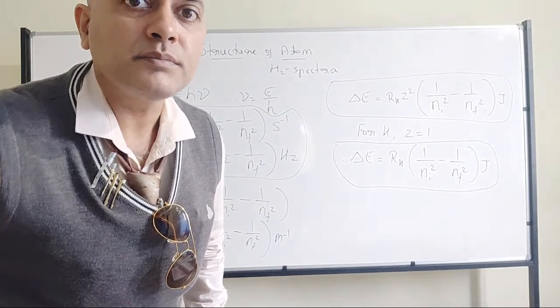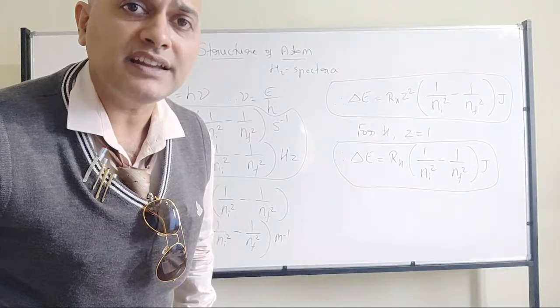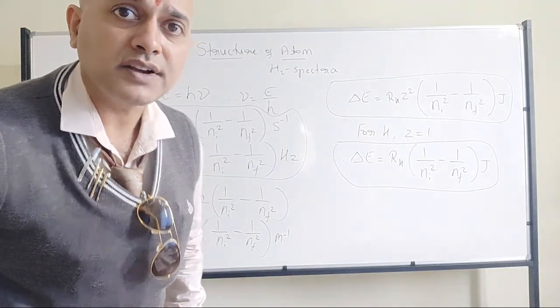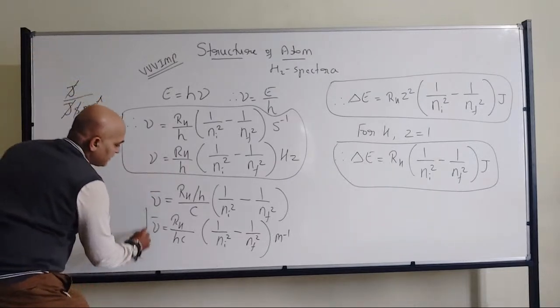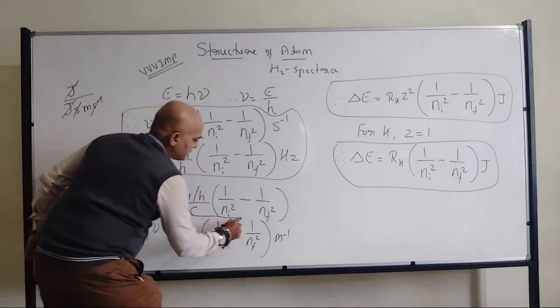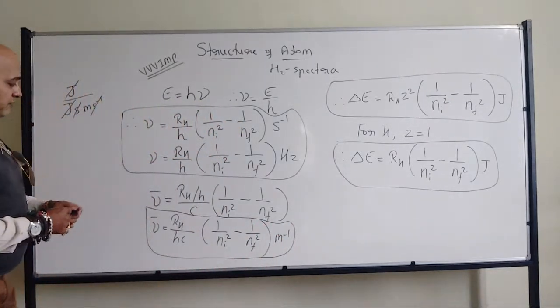Hertz was missing. Hertz will not come here because we are not dealing with energy. We are talking about frequency. All of you have understood it should be per meter. So this can be another equation for hydrogen spectra with respect to wave number.